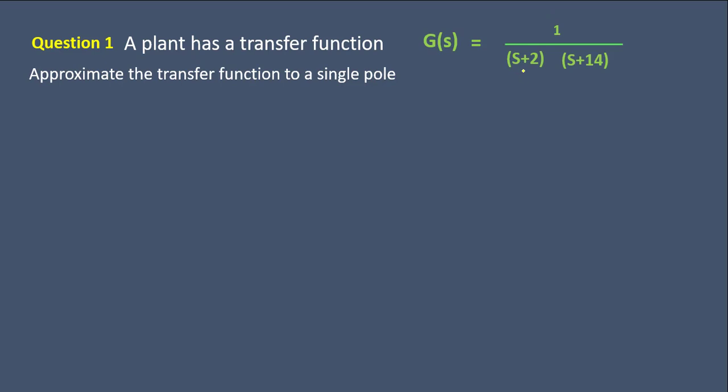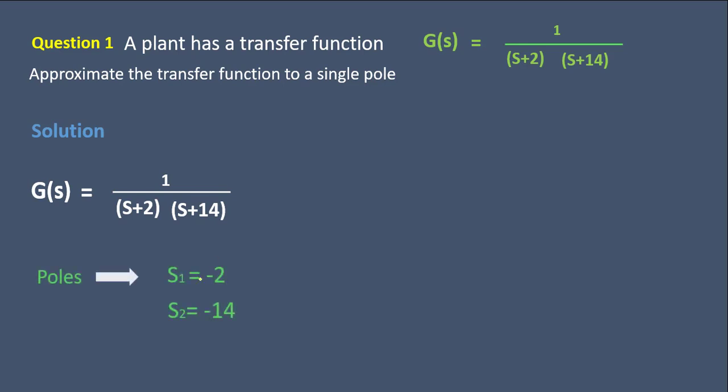Now here we have two poles, s plus 2 and s plus 14, and they have asked to approximate the transfer function to a single pole. So any question based on the approximation of a transfer function is on the concept of dominant pole. So let us find the solution of this question. Now we have the transfer function G(s) = 1 upon (s + 2)(s + 14), and the poles are S1, the first pole, at minus 2 and the second pole, S2, at minus 14.